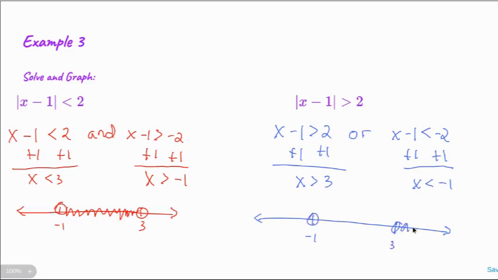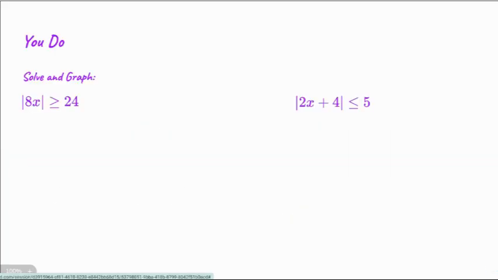-1, 3, and because we're dealing with or, we're shading on the outside. Go ahead and give these ones a shot. Okay, so let's go ahead and deal with it. It's 8x is greater than or equal to 24, or 8x is less than or equal to -24.